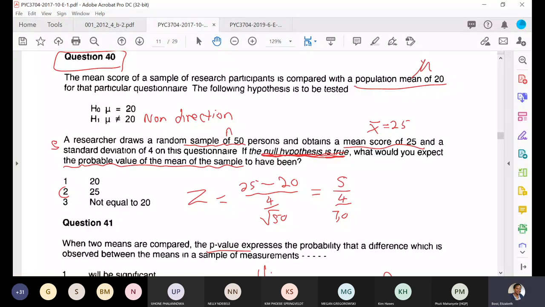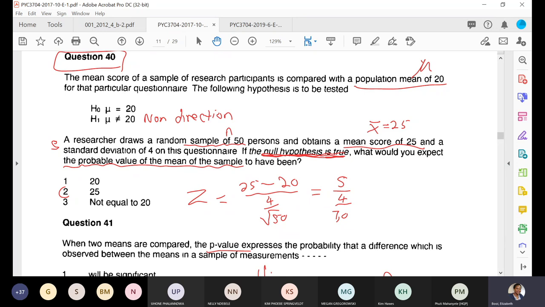So if we say our sample mean is 20, then the top part will be zero. So therefore it means our Z value will be equal to zero. And therefore our probability will be 50%. And if we use an alpha of 0.05 for a 50%, then we are going to reject the null hypothesis as well. So it's either we can choose one.